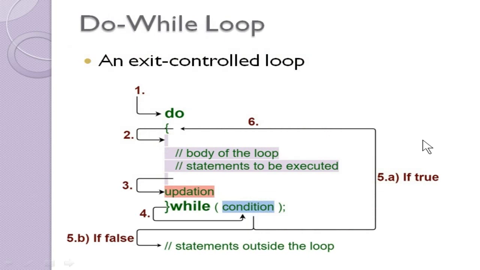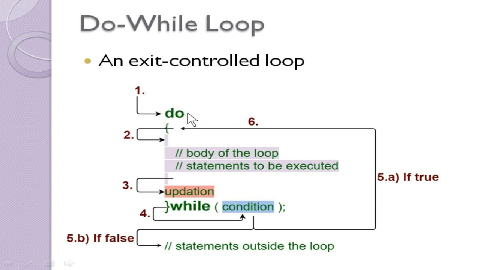Next we are going to see the do while loop. So here you can call it an exit control loop. That means in do while the condition is checked only at the end of the loop. After executing the body of the loop, it will check the condition. That's the reason we call it an exit control loop. So you can see the working.